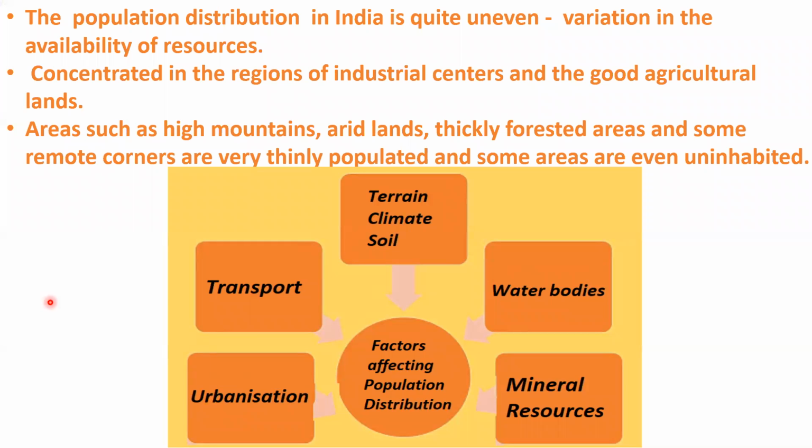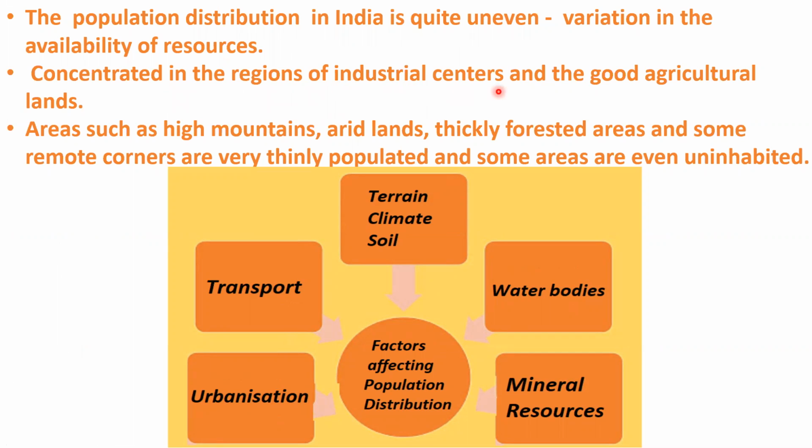The population distribution in India is quite uneven because of the variation in the availability of resources. We all know that India is a land of diversity. We have the tallest mountains of the world, the Himalayas, the wettest place, Mawsynram, and one of the hottest places, the Thar Desert. We have plateaus, plains, everything in our country. So based on the terrain, weather, and also the availability of resources, the population is distributed quite unevenly.